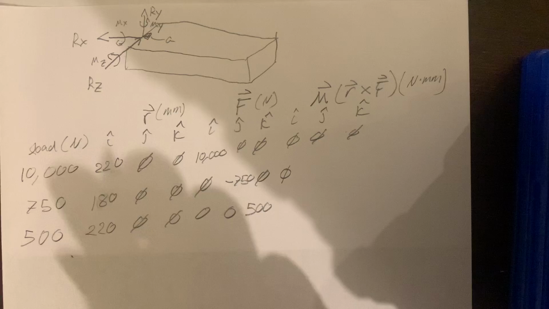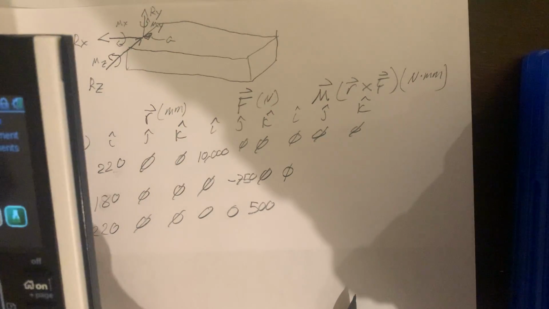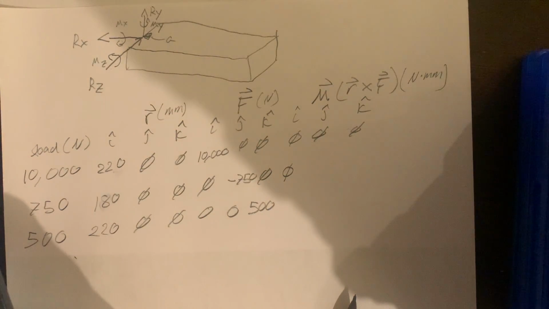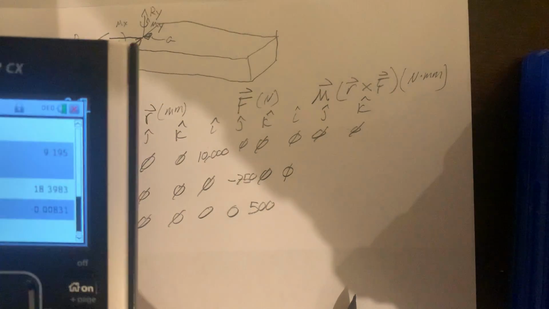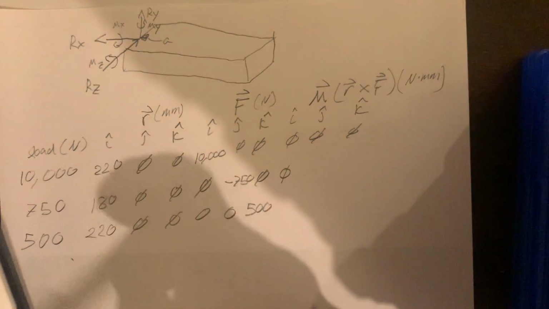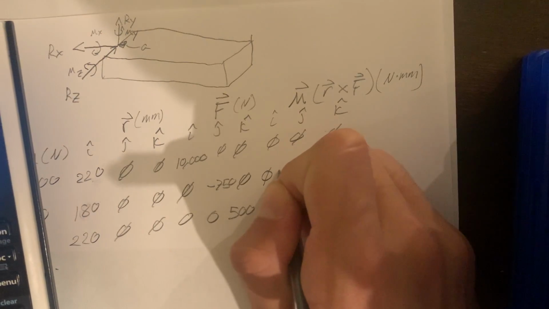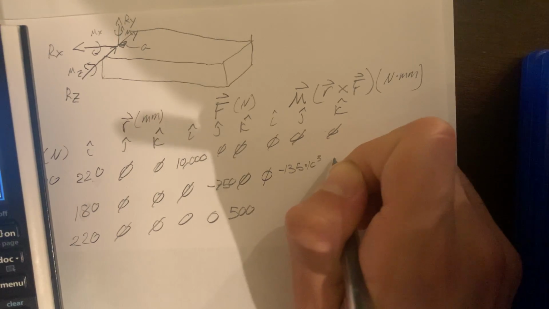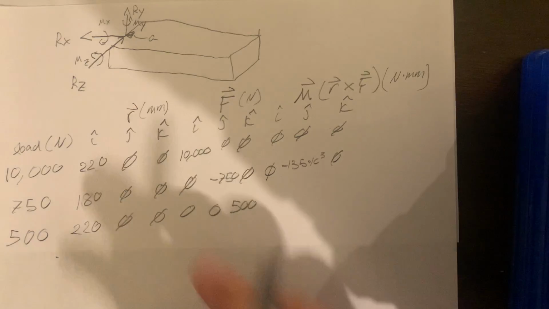And let me get my calculator. It's going to be negative 750 times 180. And that's negative 135,000. So I'm just going to write negative 135 times 10 to the third, and then 0 over here.